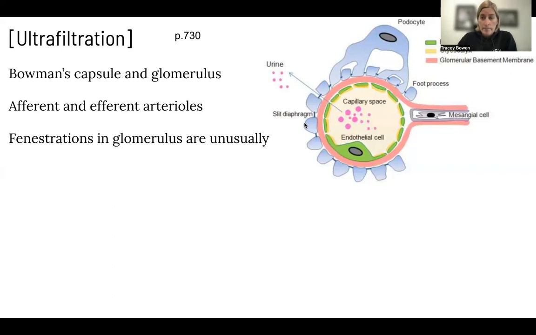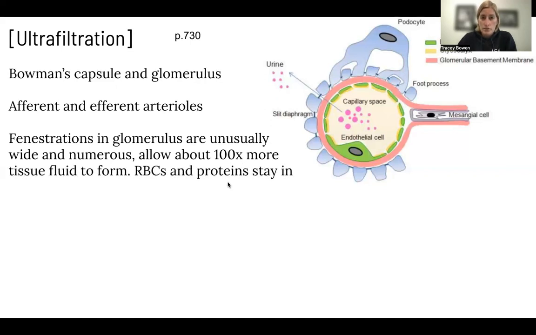That pressure is then going to squeeze filtrate out of the capillary into the space so that it can go into the Bowman's capsule. The Bowman's capsule is then going to transfer that liquid that got squeezed out of the blood vessels to the proximal convoluted tubule. Things that are staying in the blood will be blood proteins and red blood cells. But there are a lot of spaces in the glomerulus that allow for other things to come out. So there's about 100 times more tissue fluid, that's the liquid leaking out of the capillary, forming because of that high pressure situation. And then things like salts and ions are going to get squeezed out as well from the capillary into the Bowman's capsule.